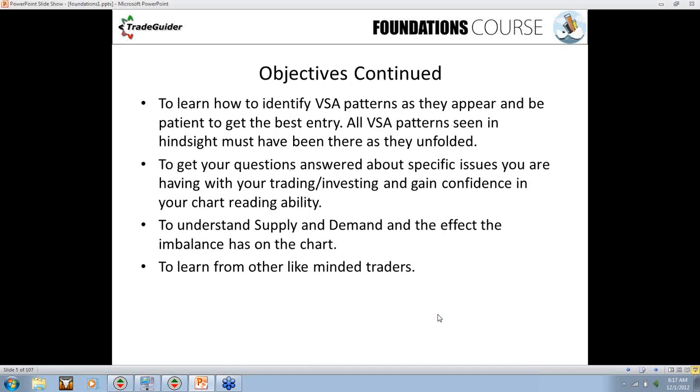We're going to learn to identify the VSA patterns as they appear and be patient to get the best entry. That is something that's in my trading plan, patience. I've written about it in my first book. Most people that lose money in the market do not have patience. They're not patient people. And they want to just be in the market for the sake of being in the market. That will destroy it, without doubt. Markets move at all times. When they're open, they're moving. There's buyers and sellers interacting. But there are certain patterns that will give you much higher probability entries.